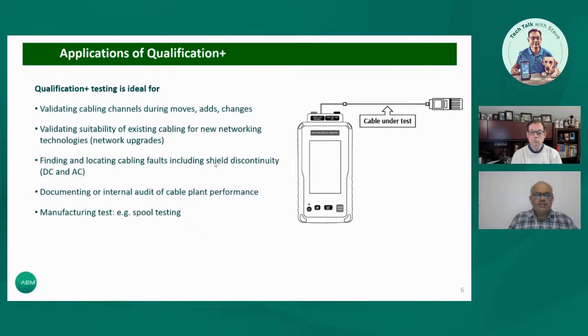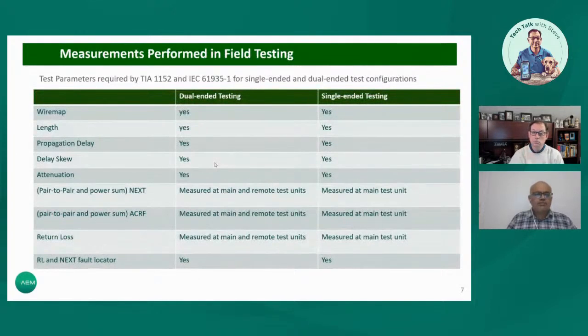In addition, this is also very useful in internal audits or documenting cable plant performance. It can also be used in other applications, as an example, spool testing in the manufacturing test environment. So there are so many different applications where NSA is in fact the best choice of tester, cost effective, yet providing all necessary details. Here is a list of different parameters. As you can see, almost all parameters that are measured in a certification test, dual-ended test, are also measured in single-ended testing.